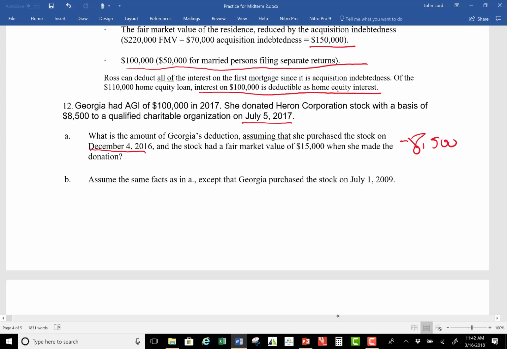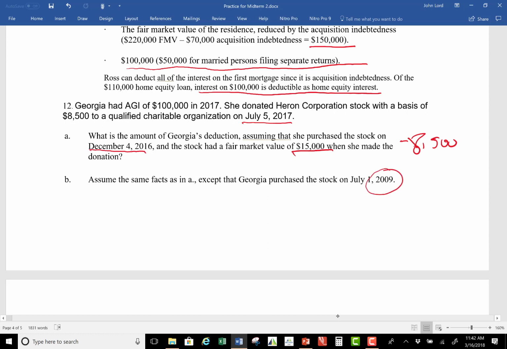Okay, now maybe the charity was begging her for the stock. We've got to have it now, or we're going to go bankrupt or something. And she took pity on them and just went ahead and gave it up. But if she had waited a little while longer, another 6 months, told the charity, hey, can you make it till the end of December or so? Then she could have taken the deduction of the full, what was it? 15,000 in that example.